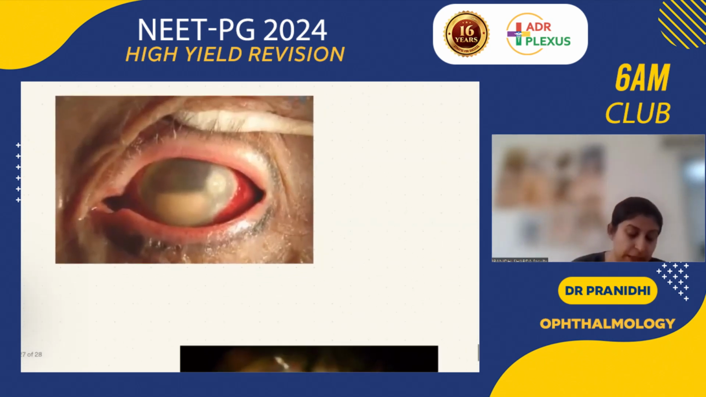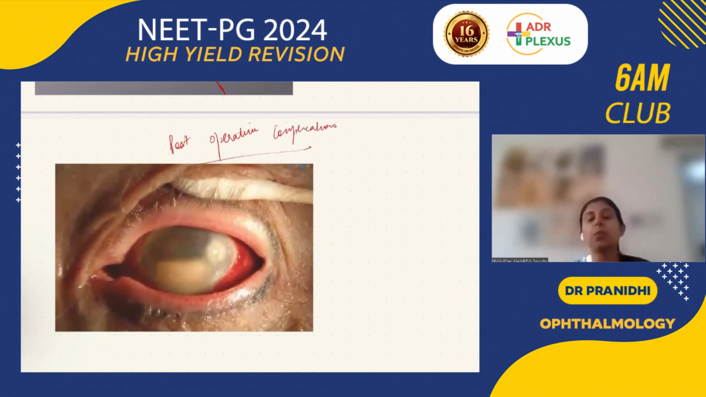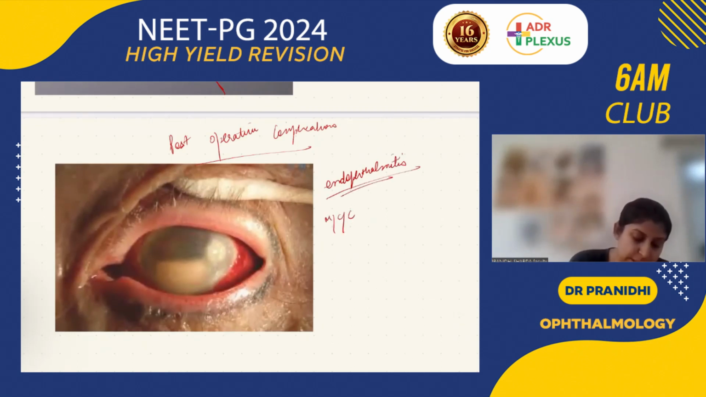Okay, these are the post-operative complications. There are many complications of cataract surgery, but 2 are worth knowing. One is the after cataract or the posterior capsular opacification, and the other one, the most dreaded one, is endophthalmitis. Please write down the most common cause. What is the most common cause of endophthalmitis?